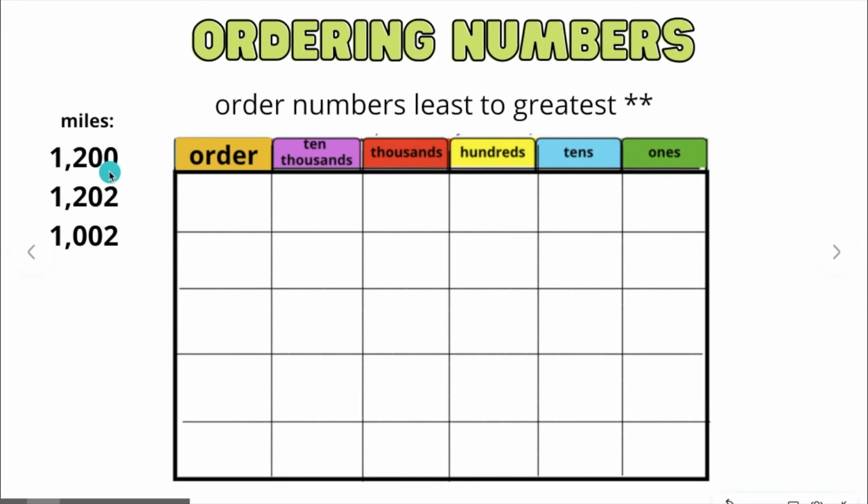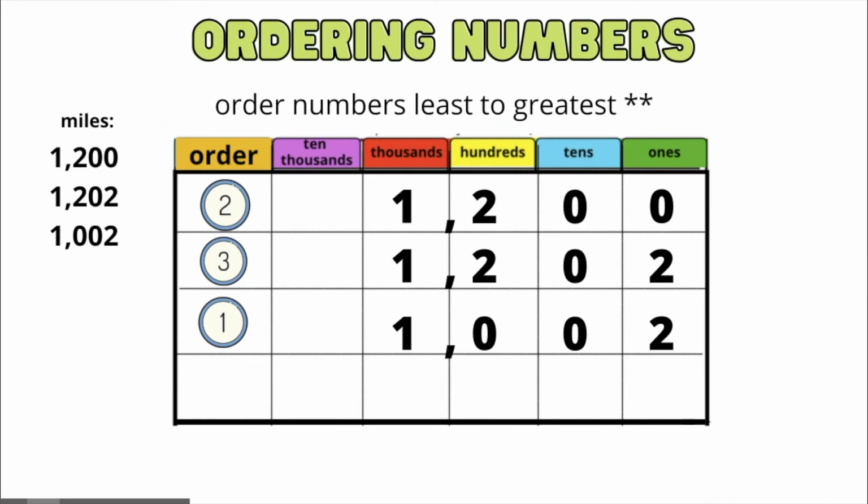So my 0 goes here. My other 0 goes here. My 2, this 2 goes here. And my 1 is in the thousands place. And now you will go ahead and order this from least to greatest.